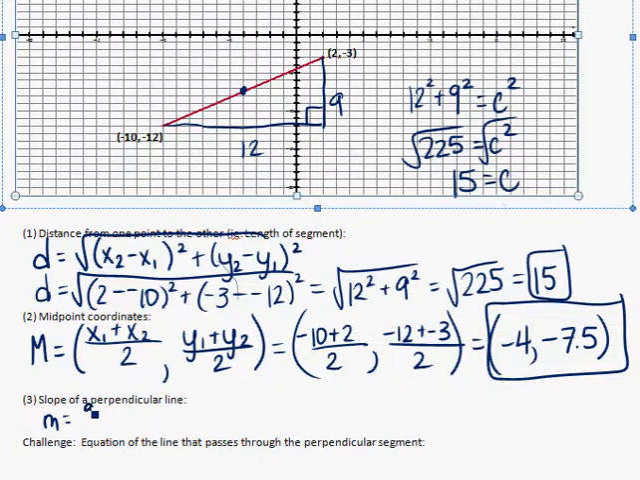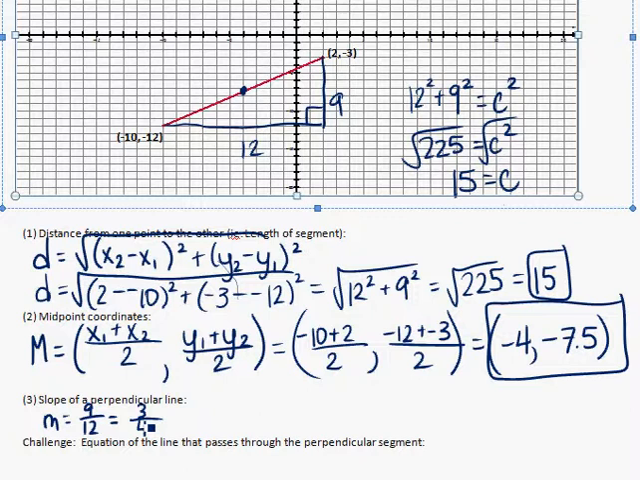It is 9/12. It's not the most important detail in the problem, but I'm going to choose to simplify that fraction by dividing the numerator and the denominator by 3. So 9 divided by 3 is 3, and 12 divided by 3 is 4. So the simplified slope of our original line segment is 3/4.